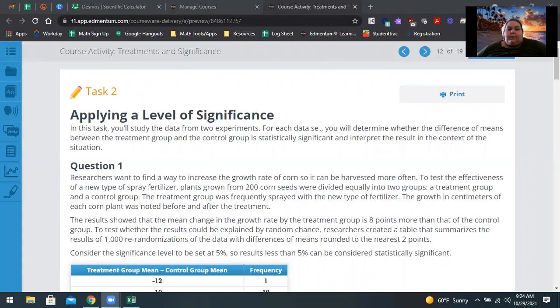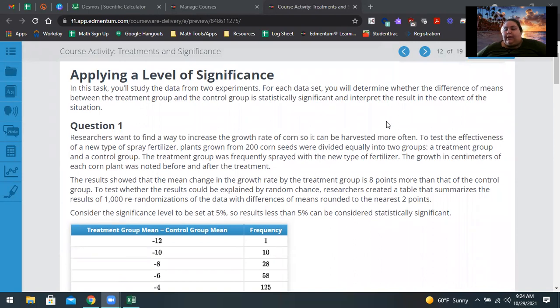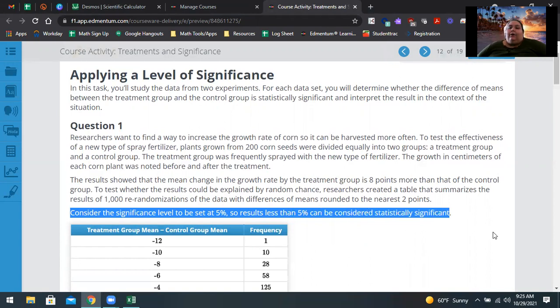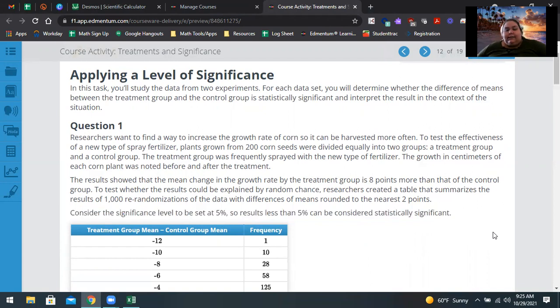So moving on to task number 2, applying the level of significance. They're going to tell us what level of significance we're looking for. If we're below it, we're good. Consider the significance level to be set at 5%. So results less than 5% can be considered statistically significant. Now, if it is more than that, we can say that it's not statistically significant.